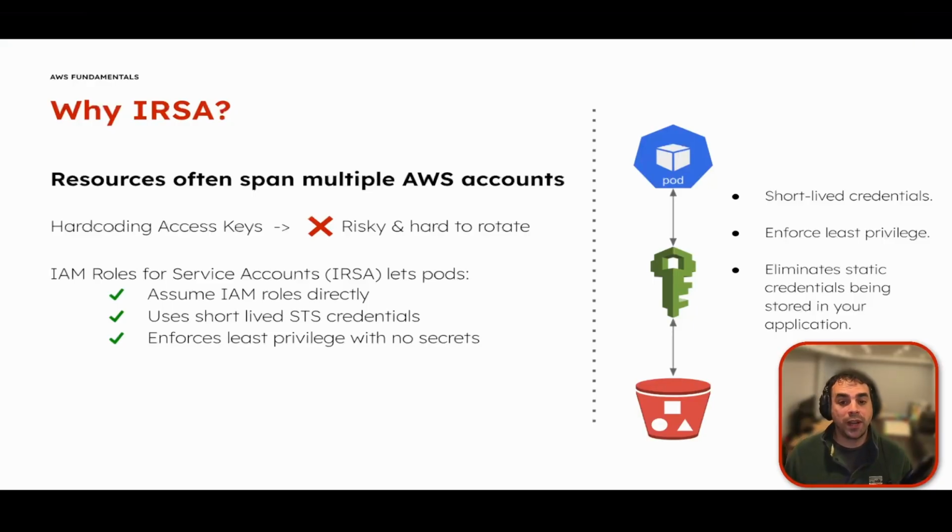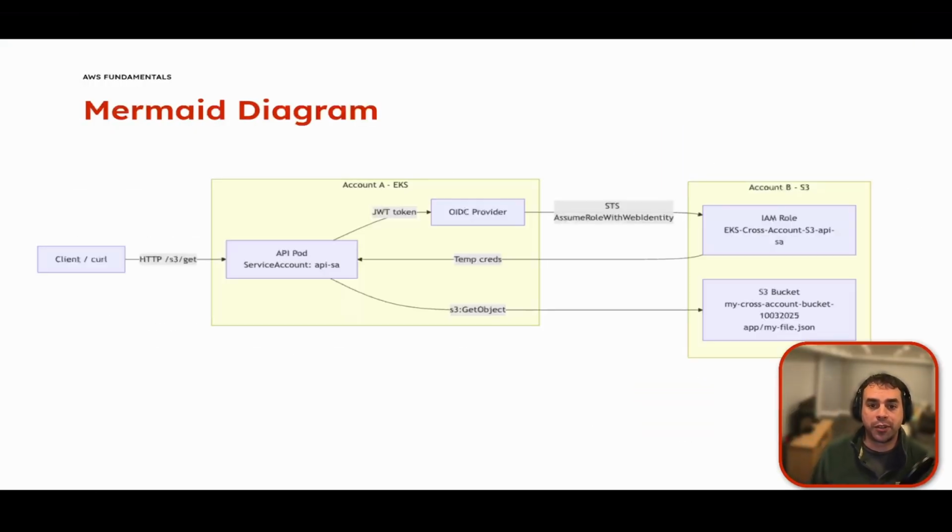IRSA allows Kubernetes pods to assume IAM roles directly, using short-lived credentials provided by the Secure Token Service, otherwise known as STS. This gives us least privilege at the pod level and removes the requirement to manage any cloud secrets or sensitive variables. To model this scenario, we're going to create an endpoint on a service running in an EKS cluster that will attempt to access an S3 bucket deployed in a different account. The diagram breaks down these interactions.